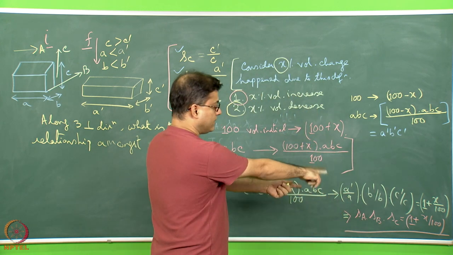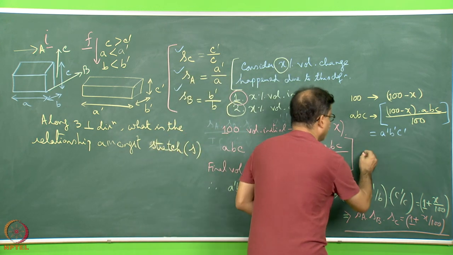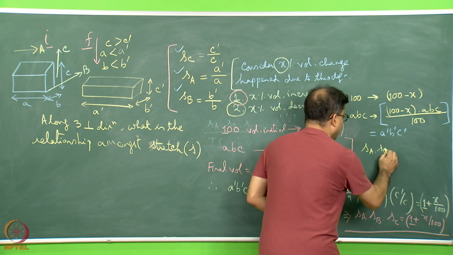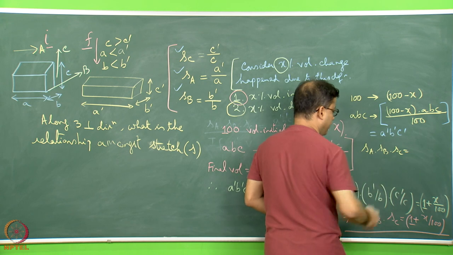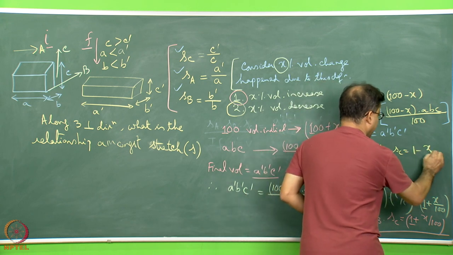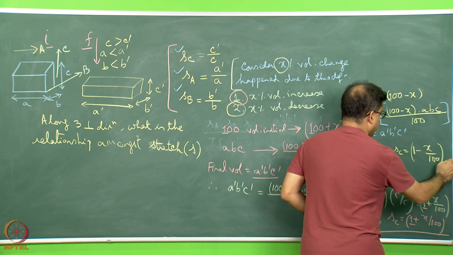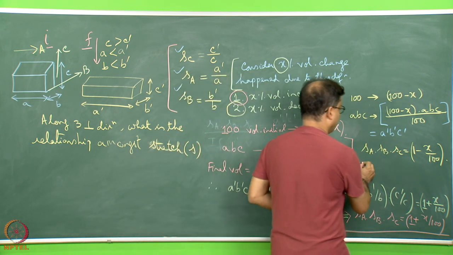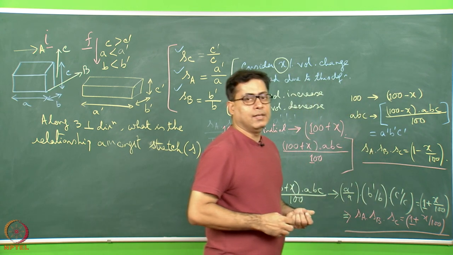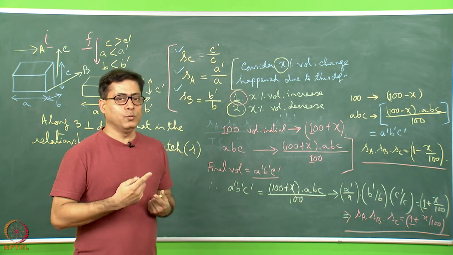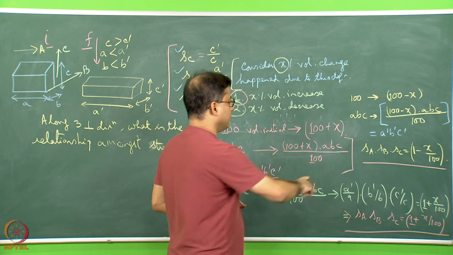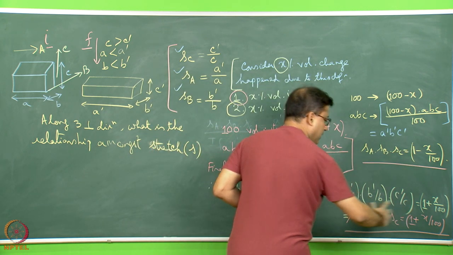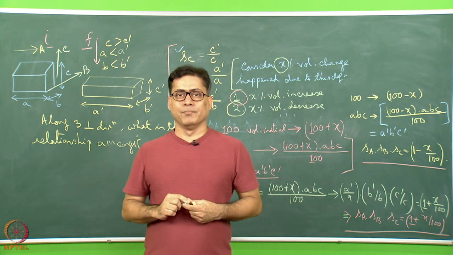So now following the similar process, I can write down in that case SA multiplied by SB multiplied by SC is given by 1 minus X by 100. So these are the two relations. And you can see if X equal to 0, that means no volume increase or no volume decrease, then what happens? SA multiplied by SB multiplied by SC equal to 1, the same relationship also comes from there.